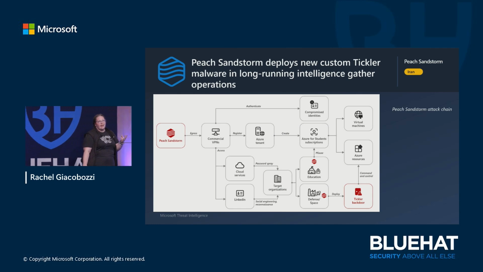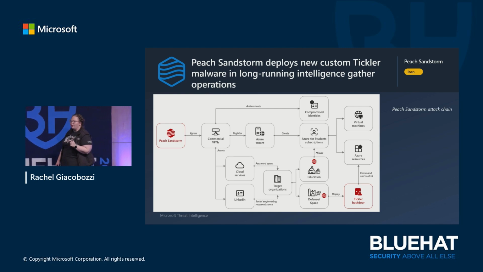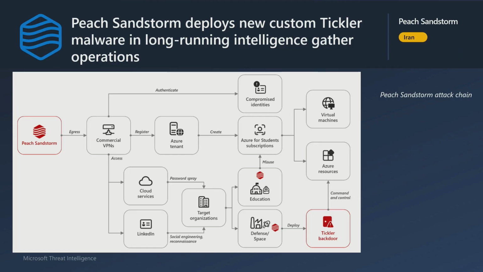So if we look at a campaign that they did this year, between April and July of 2024, we saw Peach Sandstorm conduct a long-running intelligence gathering operation. Here, they used LinkedIn and social engineering to gather intelligence against higher education, satellite, and defense sectors throughout this campaign. Once they collected the initial social engineering and had their targets, they then conducted password sprays against VPN providers with a high level of success.